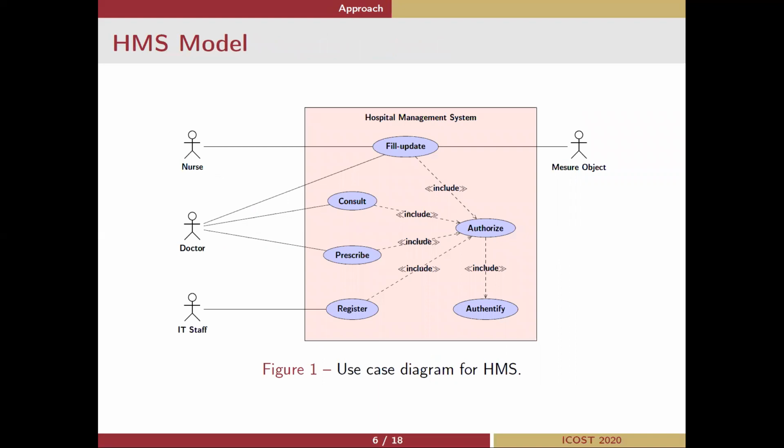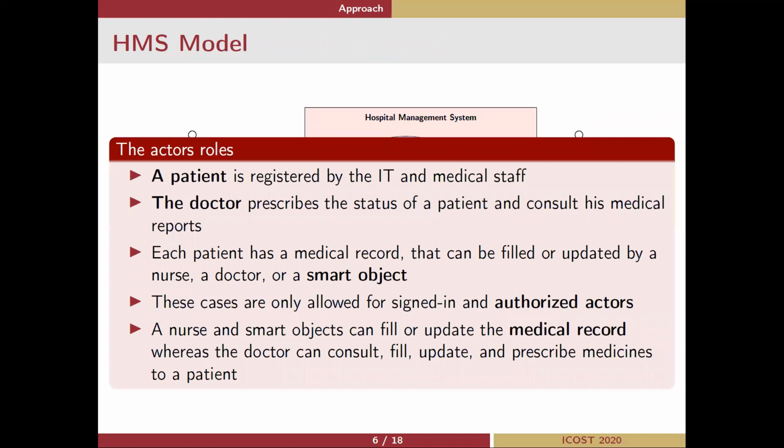First, we model the system as a use case like this, where each actor has its related actions. A patient can be registered by medical staff and IT staff, where the doctor can prescribe the status of the patient and consult his reports. And each patient has a medical record that can be filled or updated only by the nurse, doctor, or smart object. So these cases are only allowed for signed-in and authorized actors.